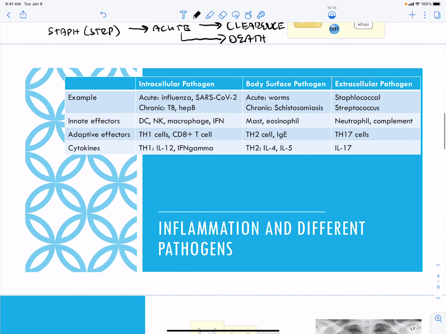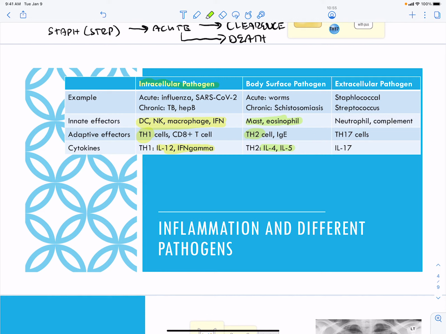Okay, so here is again a table. This is from your book, and this is talking about the different types of immune cells that are going to be important in these three different categories that we just discussed. So for your intracellular pathogens, you are going to have your innate, which is what we talked about. This is going to generate a Th1 environment, and your Th1 cytokines are IL-12 and interferon gamma. And then for our surface parasites, we are going to have our innate mast cells and eosinophils. They generate a Th2 environment, and our cytokines are IL-4 and IL-5.